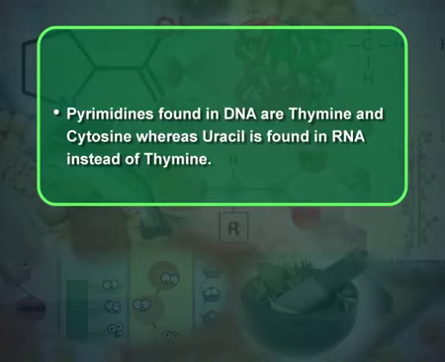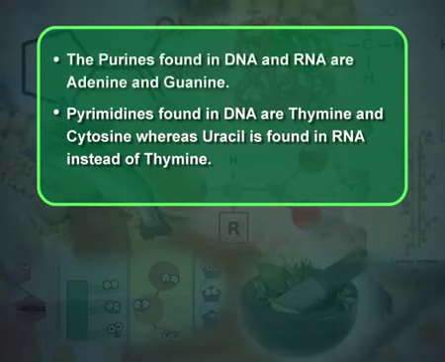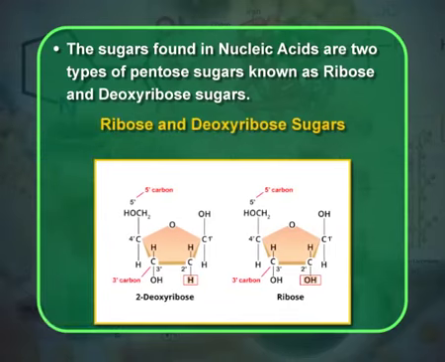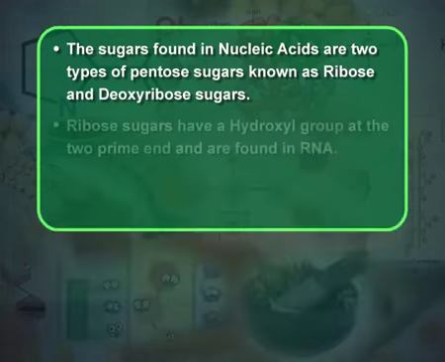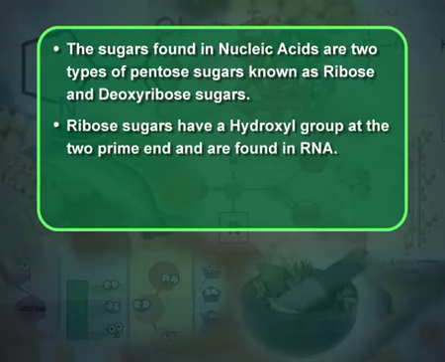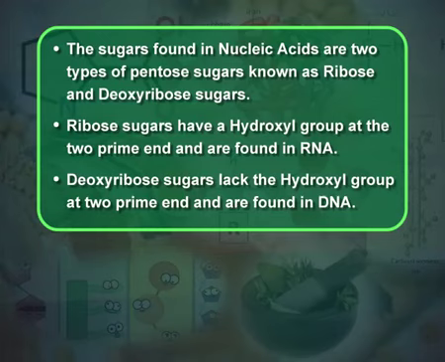The purines found in DNA and RNA are adenine and guanine, which are also denoted as A and G. The pyrimidines found in DNA are thymine and cytosine, whereas uracil is found in RNA instead of thymine. The sugars found in nucleic acids are 2 types of pentose sugars, which are known as ribose and deoxyribose sugars. Ribose sugars have a hydroxyl group at the 2' end and are found in RNA, whereas deoxyribose sugars lack the hydroxyl group at 2' end and are found in DNA.